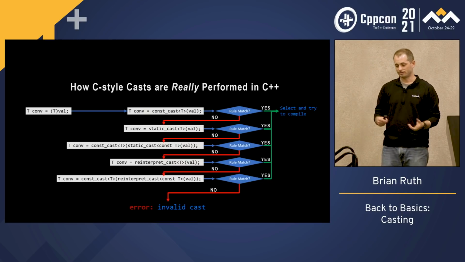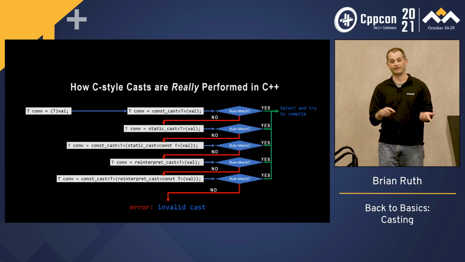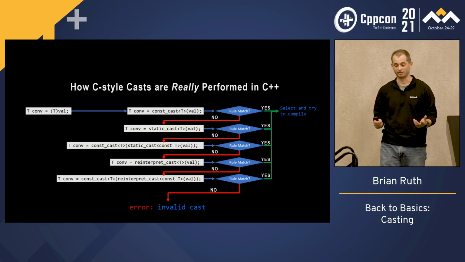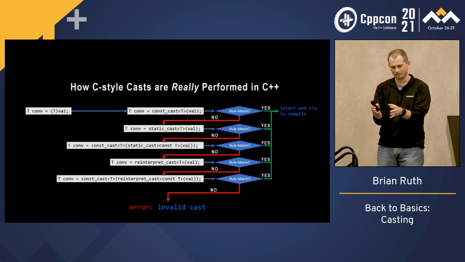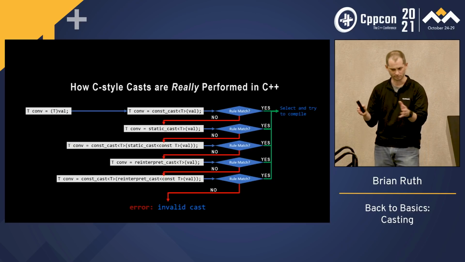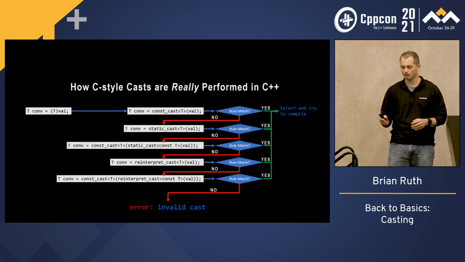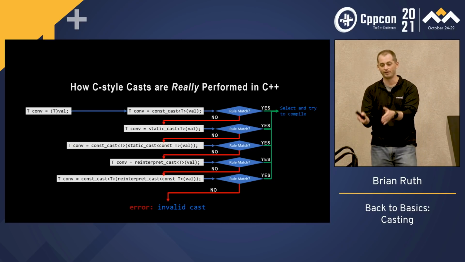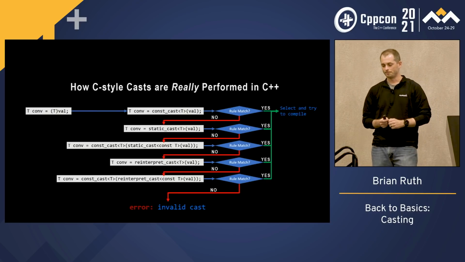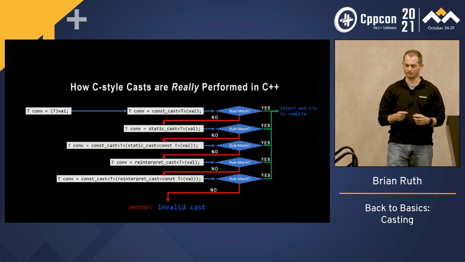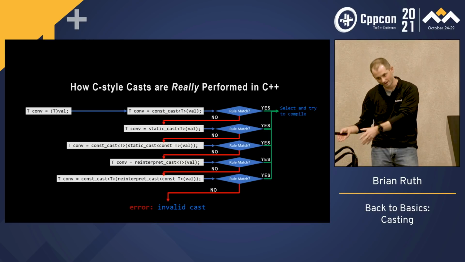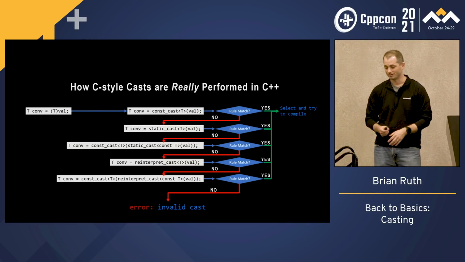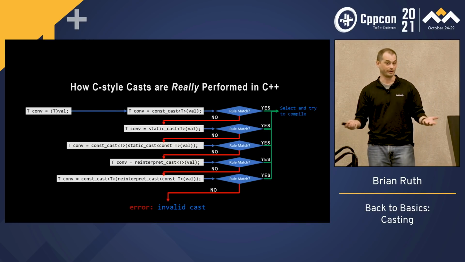But if that doesn't match the right rules, then it's going to try doing a static cast, see if that matches. If it doesn't, it's going to try doing a static cast with const, because maybe you're removing const from it, even though you shouldn't be. But it's going to try and static cast const to your type and then remove the const. Failing that, it's going to do your reinterpret cast. And then failing that, it's going to const reinterpret cast and then try and remove the const. And if none of those succeed, you get an error, invalid cast.